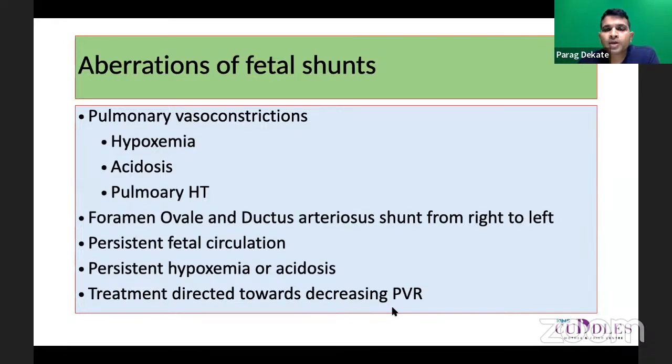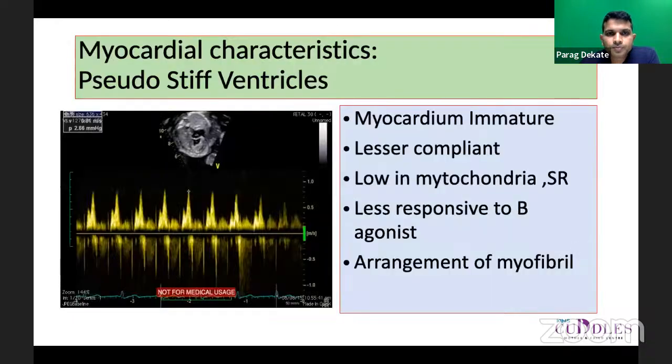So what do we do? We give oxygen, we maintain normal homeostasis, we try to get the pH up or make it proper, and we try to wash out the CO2, give more oxygen, give blood so that the pulmonary arterial hypertension goes down. So this is about the aberrations.